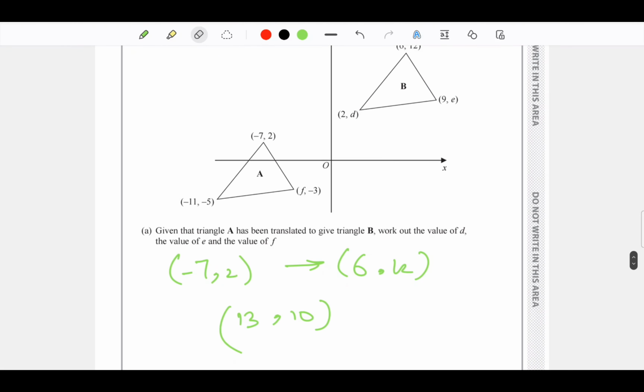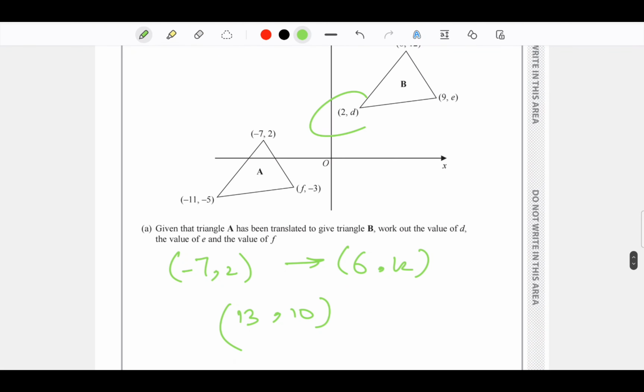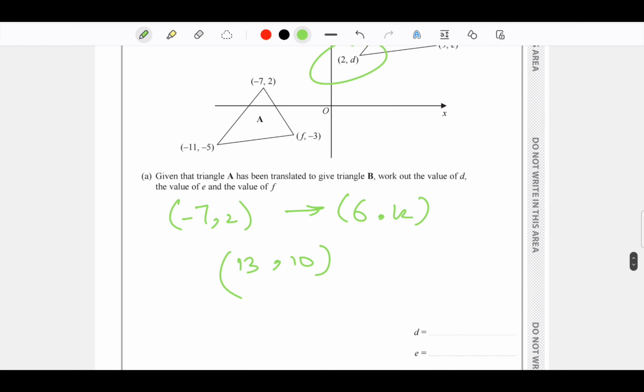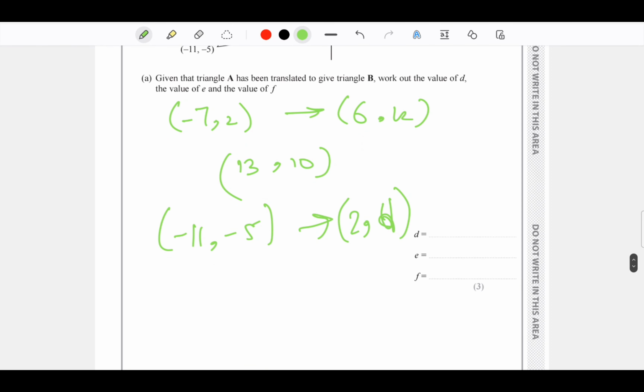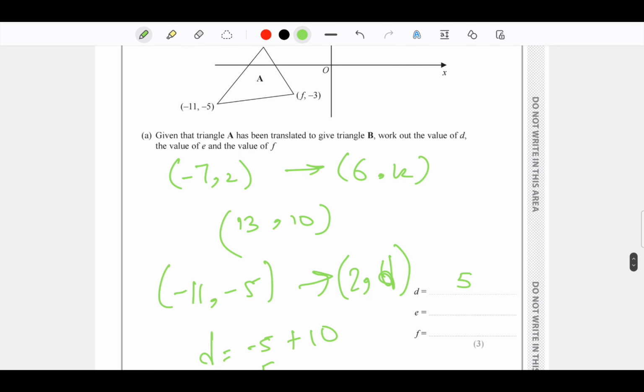So that means we can work out the rest of the points. For example, let's do this one first. We know the starting point is -11 and 5. It goes to 2 and D, right? So D would equal -5 plus 10, which is 5. One done.